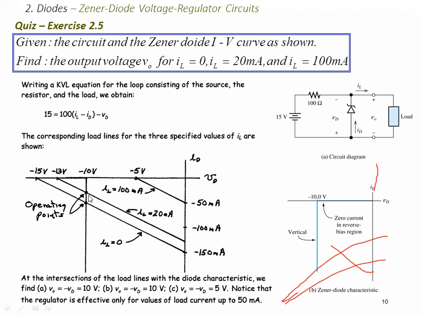Right? Though I will not examine you by using these graphs, you should also be able to interpret those graphs just in case you are given such questions, right? Notice that the regulator is effective only for values of the load current up to 50 milliamps, right? That's where you can still have a proper DC load line. Then after that, it goes out of range and it will not be able to regulate. Okay.